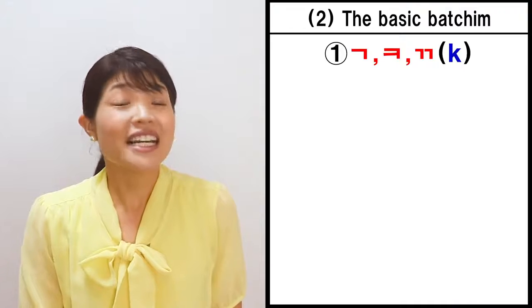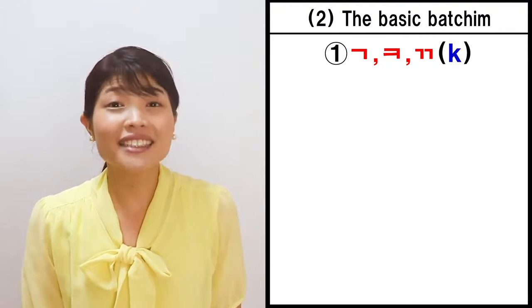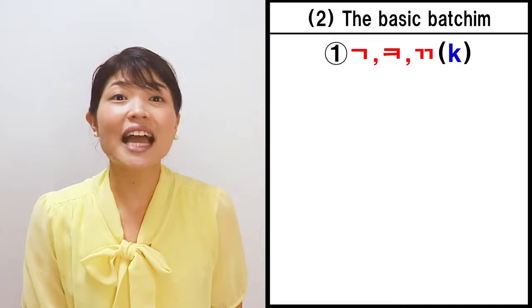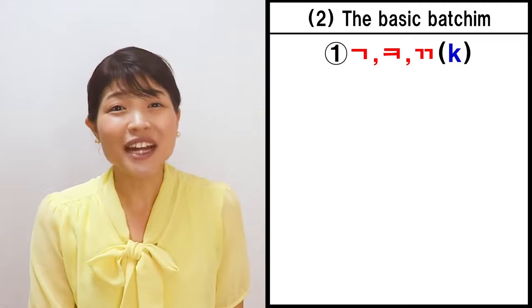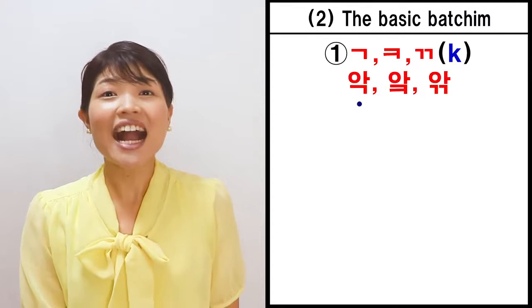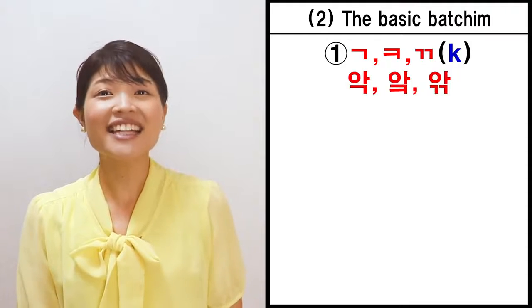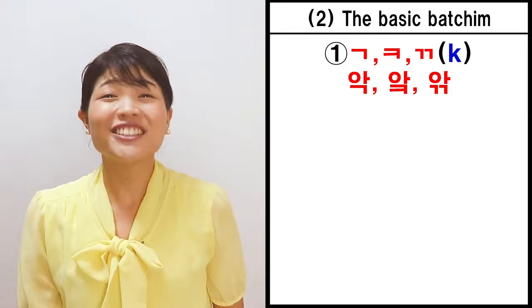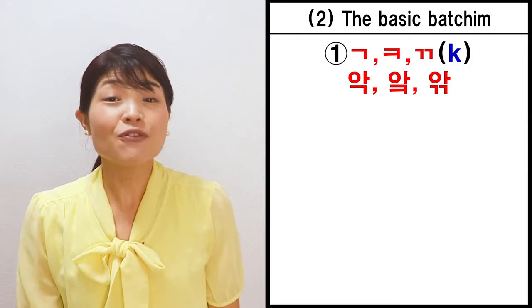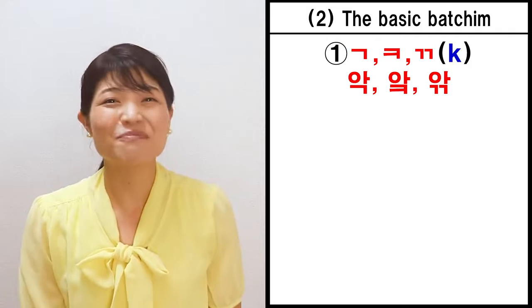First, 기역, 키읔, and 쌍기역 make the K sound. Keep your tongue still and your throat should feel a little choked. Let's practice by reading 악, 악, 악. I will read again. 악, 악, 악. As you can see, 3 different final consonants, Batchim, but you pronounce them the same.